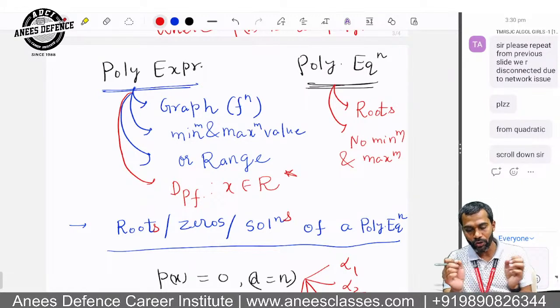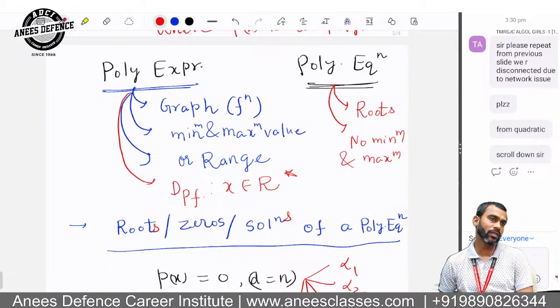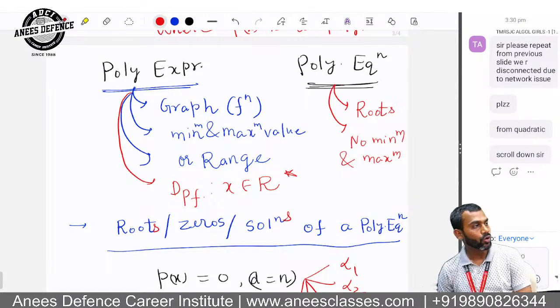What we have to understand: a polynomial expression will have minimum and maximum value, but it cannot have roots. A polynomial equation will have roots. It will not have minimum and maximum value. Understood everyone? Yes or no?